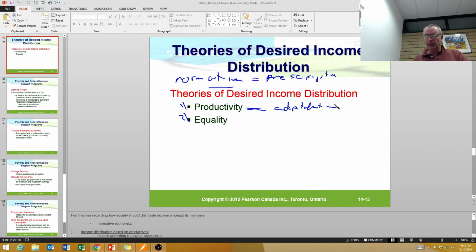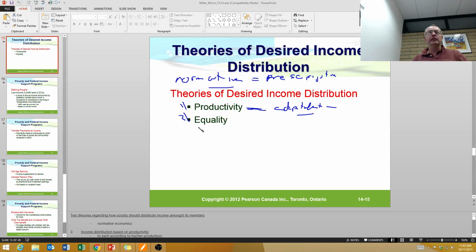We should receive what we earn. We should receive what we're due. And this is different than the Marxist view or the communist view that people should be rewarded according to their need rather than according to their productivity.